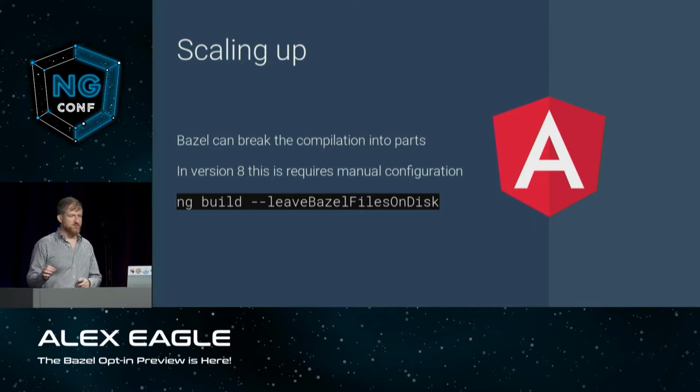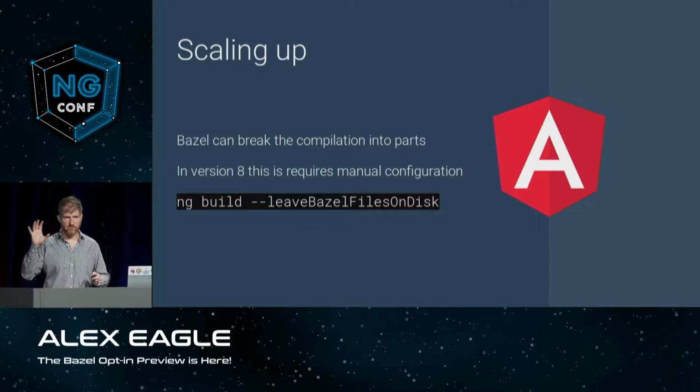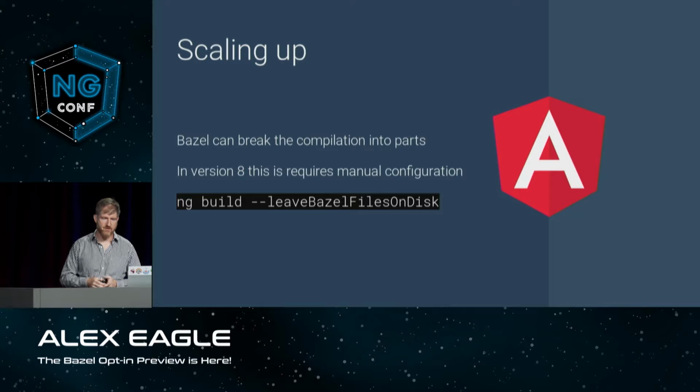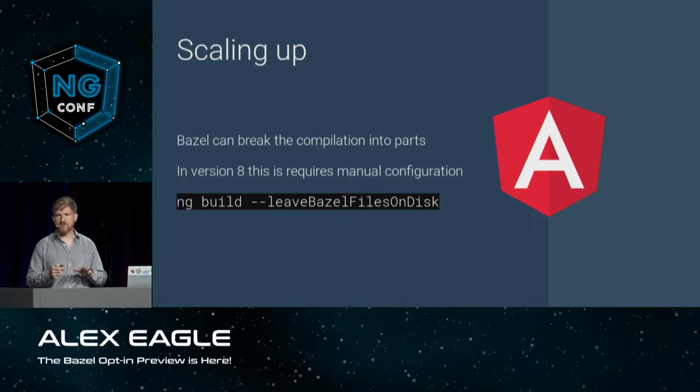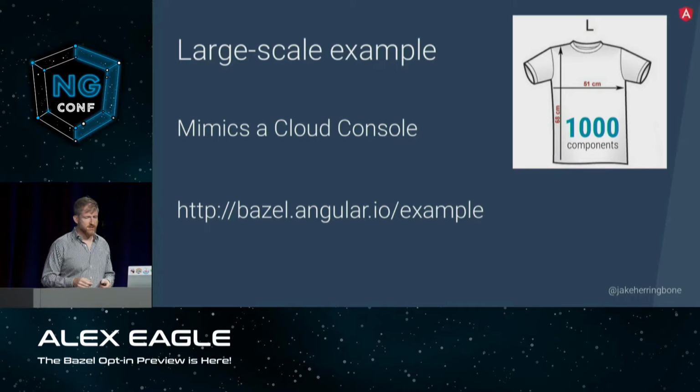But we get to this point where we want to scale up, and we want to break down the compilation into lots of small parts instead of that graph I showed that only had 4 nodes. Right now, this is a manual configuration step. I'll talk about how we think we can make that easier. So we do ng-build, and we pass this flag, and it will leave the configuration files on disk for me to edit. So let's take a look at a bigger scale example.